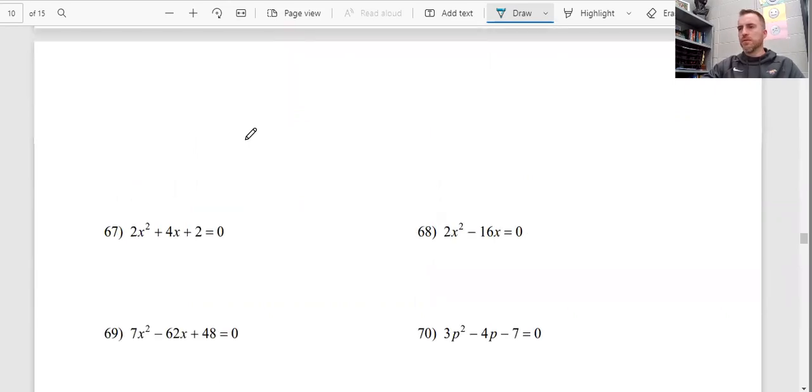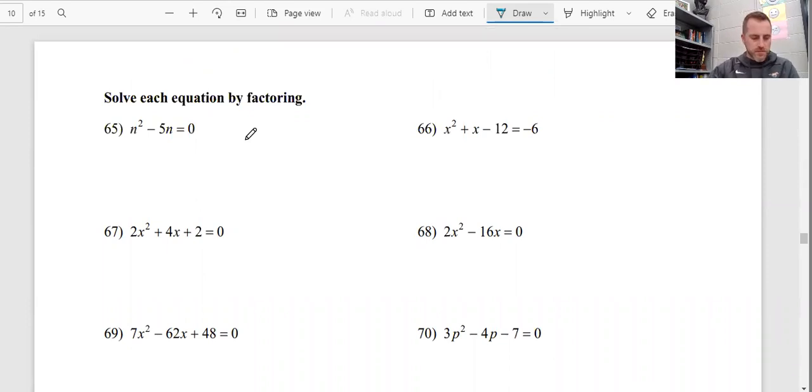I'm going to do the evens, starting with number 66. So the thing about factoring, like a lot of these, we want this to be set equal to 0. That's one of the benefits. That's why factoring is so beneficial if it's set equal to 0, because it doesn't matter what the other factor is. If one factor is 0, the whole equation equals 0. So we move the 6 over, we get x squared plus x minus 6 is equal to 0. And now we're ready to rock and roll.